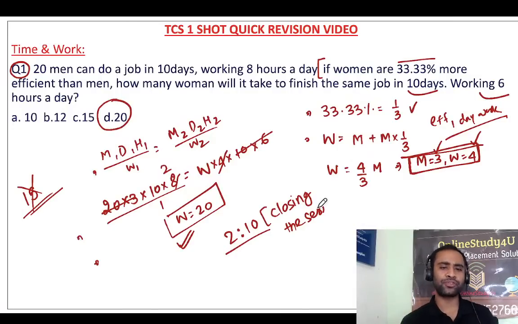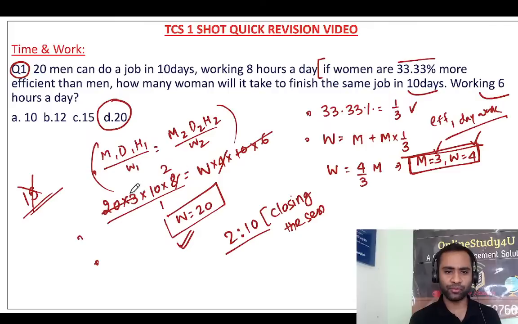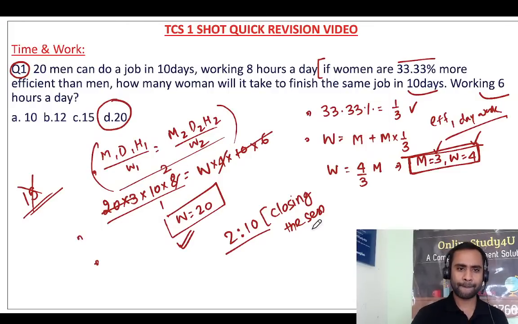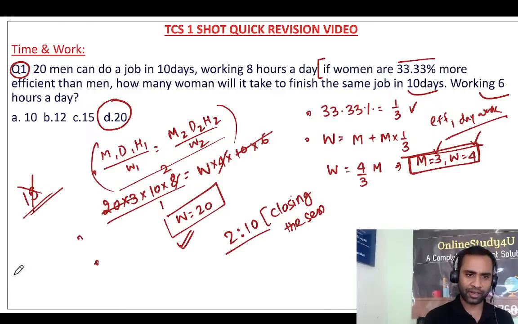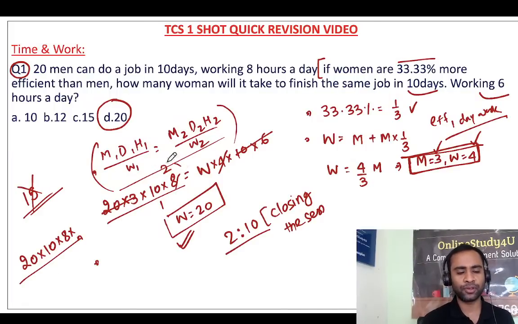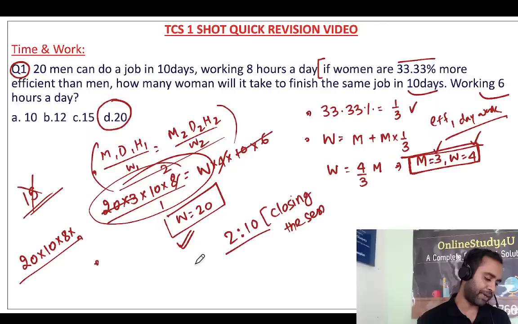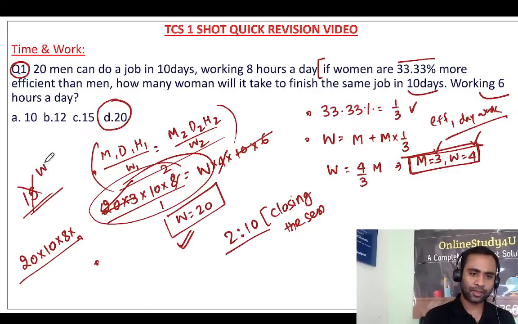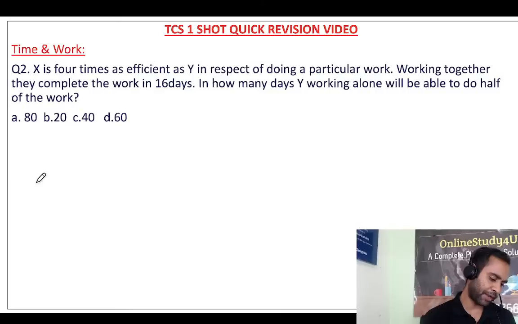LCM method cannot be used here, right? It will become very lengthy, unnecessary. Basically, what you'll have to do, 20 into 10 into 8 into. See, if you want to use LCM method also, you will have to find out a lot of data here. What is W1? W1 is wife. Wife will use MDH masala. So wife is work here. Okay, fine.